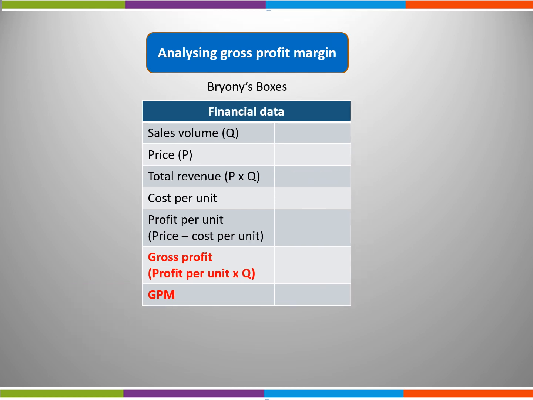Bryony's Boxes is in the mass market and has 1 million customers per month. However, these customers pay a much lower price of £2 for each box bought. This means total revenue is £2 million per month. As its products are low quality, they are cheap. The cost of sales for each customer, such as the cardboard box, is £1.60 per unit. This gives a profit per unit of 40 pence. Gross profit for the business is the profit per unit times the number of customers, giving us £400,000 and a gross profit margin of 20%.